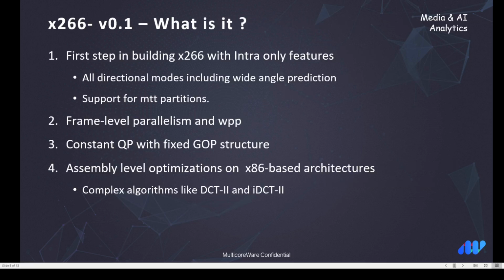The first version of x266 has only intra features. In this version, we have implemented all directional modes including the wide angle prediction. Also, the support for multi-type partition is added. And next, we have also implemented frame level parallelism and WPP. As of now, we support only single tile encode. As far as the GOP structure goes, we have fixed GOP support with constant QP. The support for adaptive B-frame placement will be added in the future.